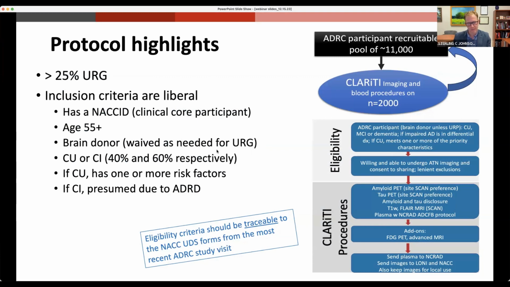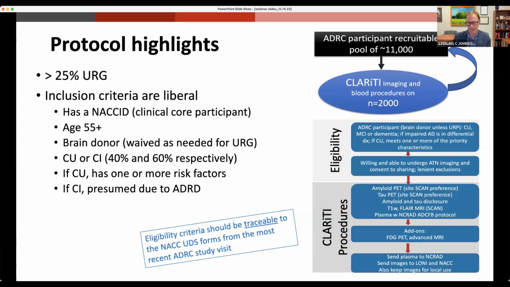If that's the case, we'll give them time to warm up to the idea of brain donation, and we'll be flexible there. We anticipate 40% unimpaired, 60% impaired. If they're unimpaired, we know there's plenty of unimpaired images in the scan database already. So we'd like to enrich this with people who have one or more risk factors for all-cause dementia. And if they're impaired, Alzheimer's disease needs to be among the considered plausible etiologic diagnoses.